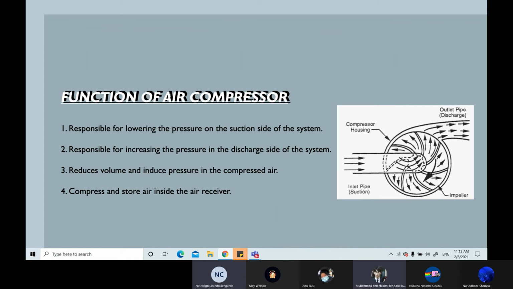I'll be explaining the function of the air compressor. As we know, there are many types of compressors, and one of them is the air compressor. Basically, the function of a compressor is to lower the pressure on the suction side of the system, and the compressor will also increase the pressure on the discharge side of the system, as we can see in the picture on our right-hand side. The compressor is also responsible for reducing the volume and increasing the pressure of the compressed air. And the last thing the compressor does is compress and store air inside the air receiver, as we can see in the picture on the right.